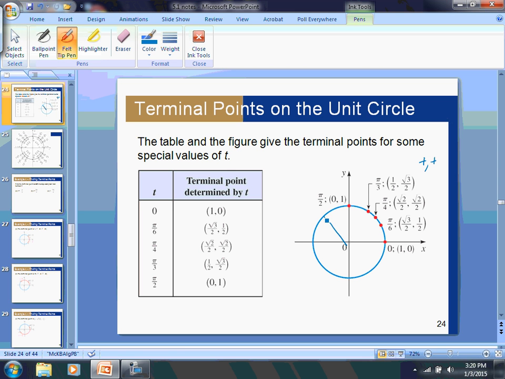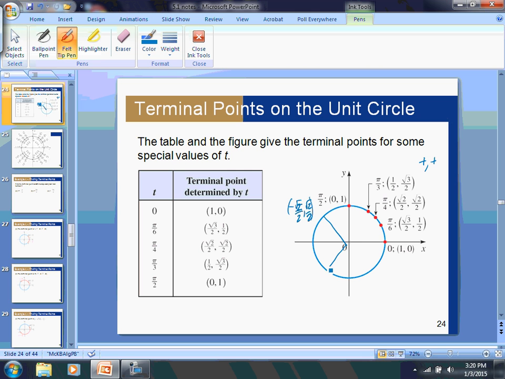So if I want to find the terminal point for that one, instead of going to the right and then up square root 2 over 2, I'm going to go back square root of 2 over 2 and up square root of 2 over 2. So it's going to be negative square root 2 over 2, and then square root 2 over 2.